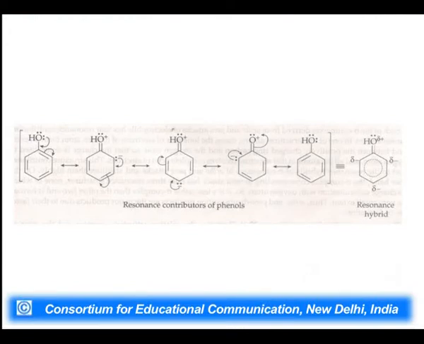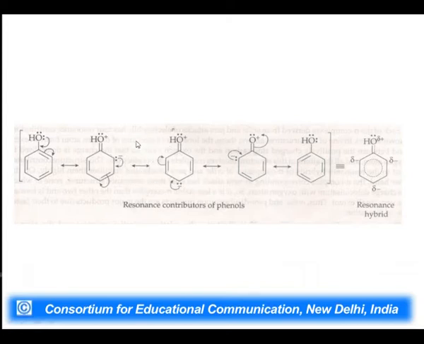When we talk of electrophilic substitution reactions of phenols, we know that the OH group is an ortho and para directing group. It is a strongly ortho and para directing group. Why is it so? Because the lone pair of electrons on oxygen undergoes delocalization with the phenyl ring and increases the electron density at the ortho and the para positions.